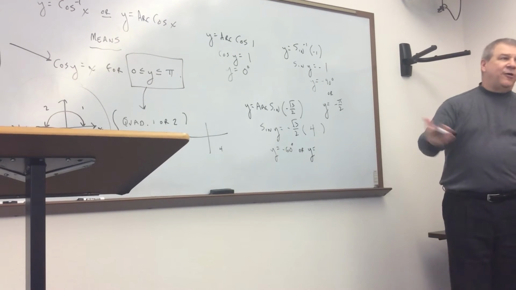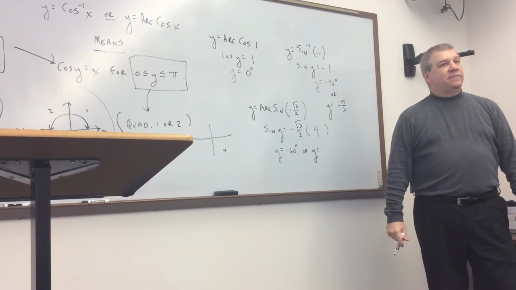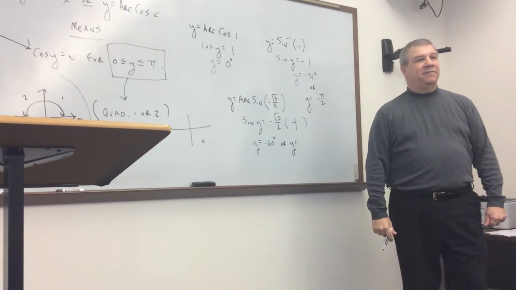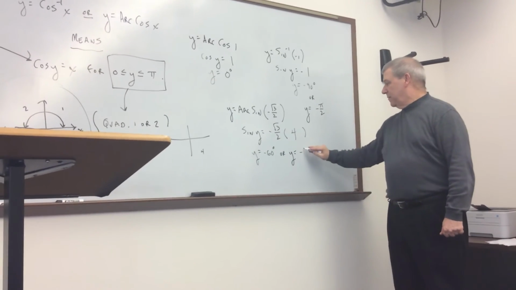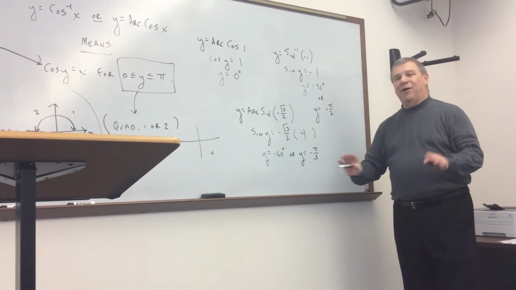What's negative 60 in terms of radians? Gotta know them both ways. Andrew. Negative pi over 3. All right, now look.